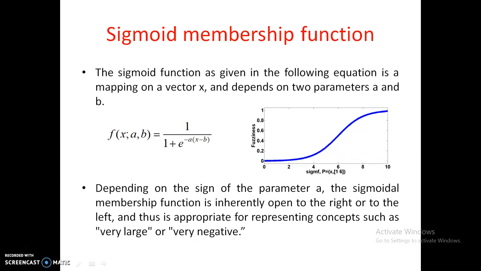That depends upon the value a. If the value a is positive, it is showing positive. If the value a is negative, it needs to show the negative side of it. So that's the differentiation between these two, positive and negative. This is the sigmoidal membership function.